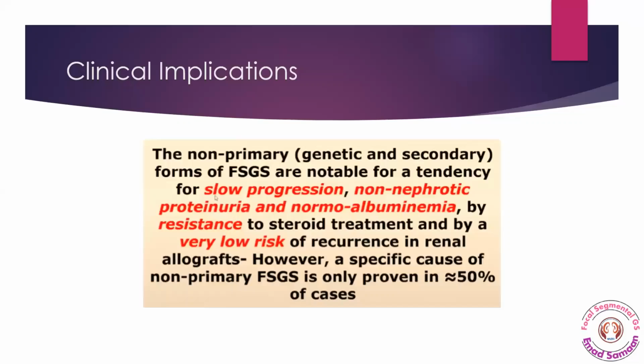The clinical implication, I talked to you about it before. So the non-primary, genetic or secondary, are notable for tendency for slow progression, non-nephrotic proteinuria, and normal albuminuria, and by resistance to steroid treatment because it is not immune mediated, as Dr. Abdullah said, and very low risk of recurrence in renal allograft, and this is very important in the transplant decision.